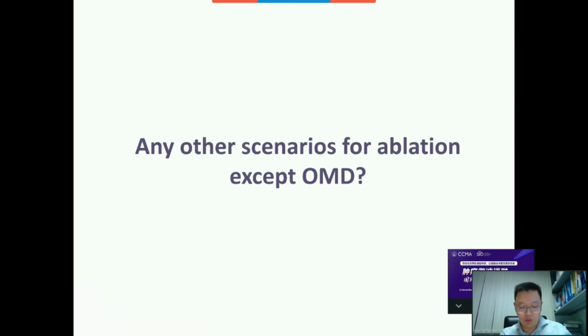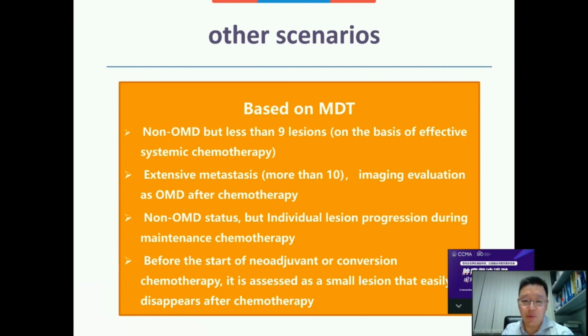In addition to OMD, what other scenarios are there for ablation? Based on our hospital's MDT experience, we summarize as follows. Number 1, non-OMD but fewer than 9 lesions. Number 2, extensive metastasis of more than 10 lesions, evaluated as OMD after chemotherapy. Number 3, non-OMD status but individual lesion progression during maintenance chemotherapy. And the last one, before the start of new neoadjuvant or conventional chemotherapy, it is assessed as a small lesion that easily disappears after chemotherapy.